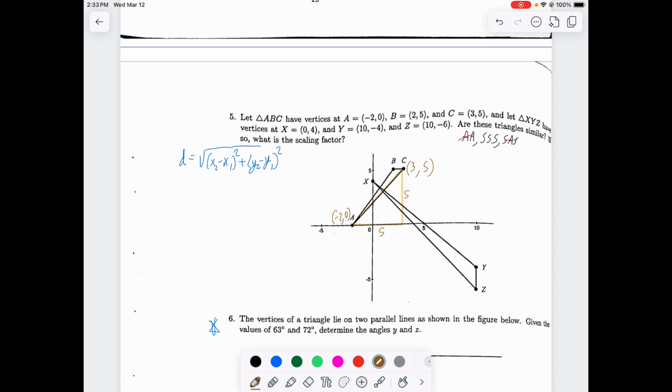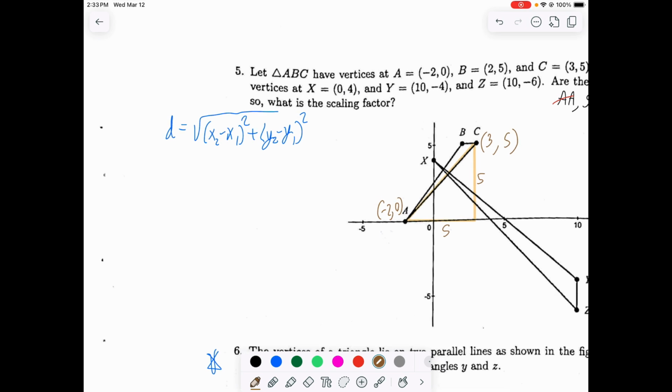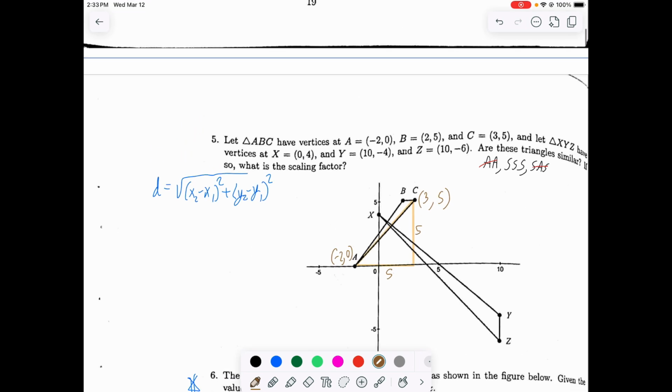Now, if I use a squared plus b squared equals c squared, I know that this is 5 squared plus 5 squared. So 5 squared plus 5 squared is 50. So we know that the distance from A to C is going to be the square root of 50 using the Pythagorean theorem. Now, using the distance formula, I'm going to produce the same result. But the distance formula allows me to do it without actually calculating by drawing the figure or anything like that.